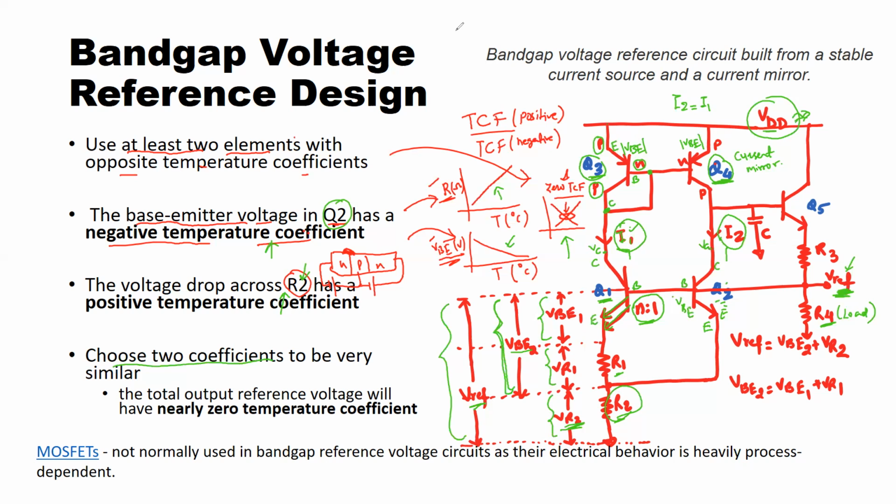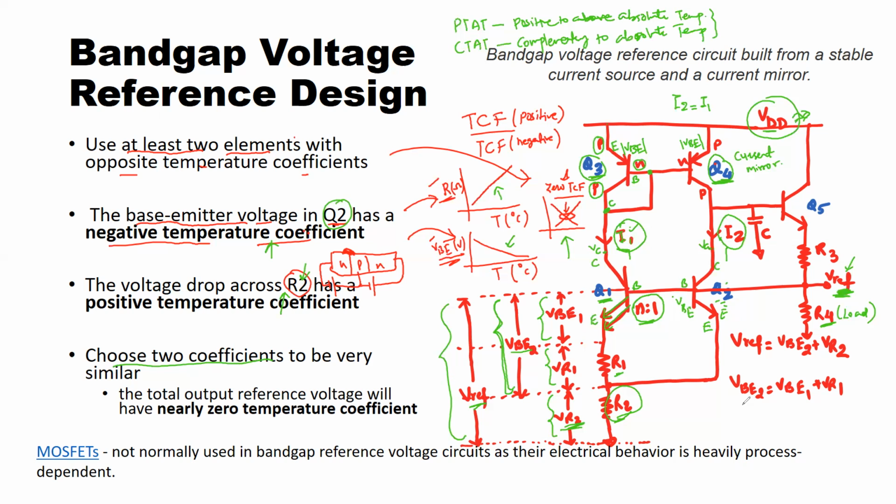PTAT stands for, let me write here, PTAT. We are going to use these terms. So PTAT stands for proportional to absolute temperature, or positive temperature coefficient to absolute temperature. And CTAT stands for complementary to absolute temperature. So they have just opposite behavior.